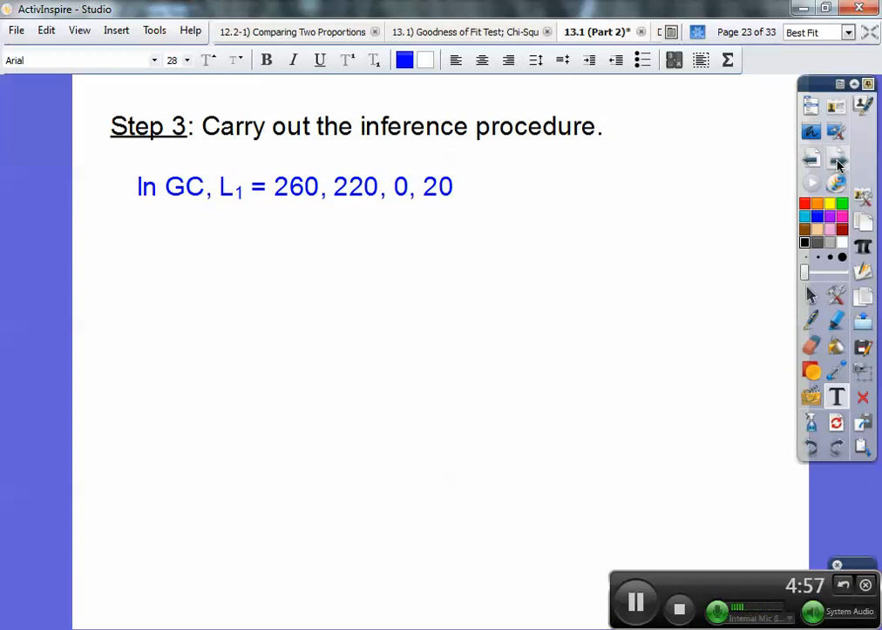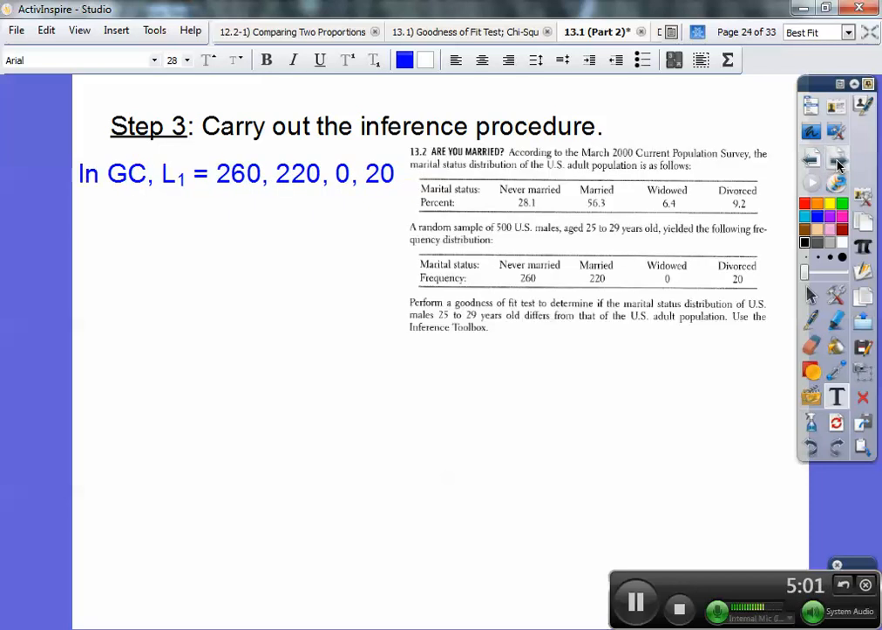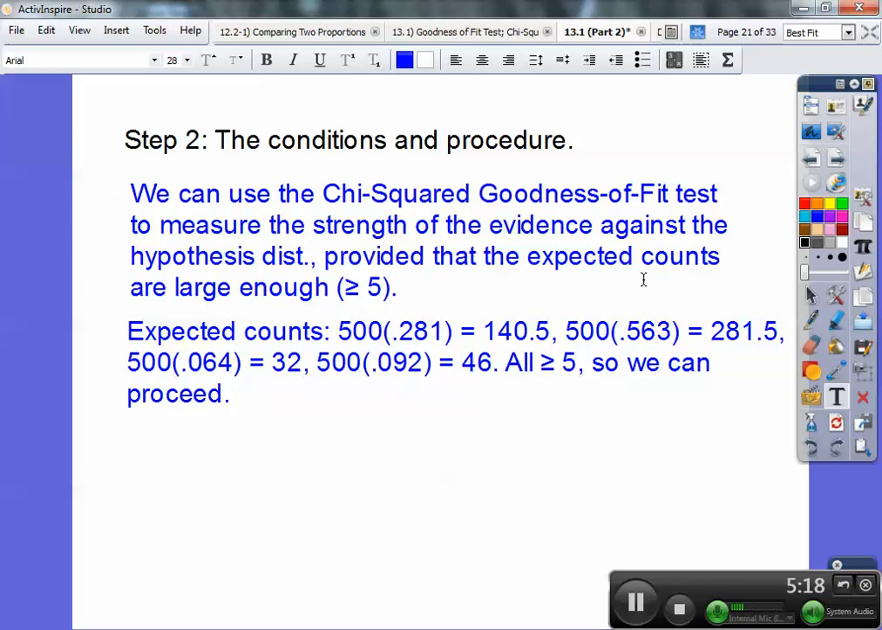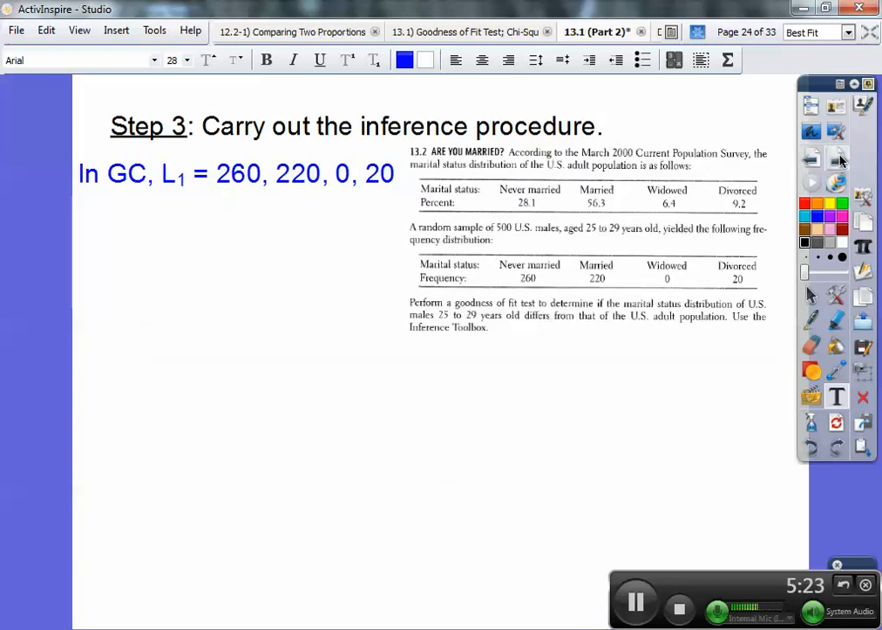All right, so let's carry out the inference procedure. Okay, this is how we do it in our graphing calculator. Put in list 1 the 260, 220, 0, and the 20. And I got those from right here, you guys. These are my observed. Okay, so these, remember, I go observed minus expected. All right, and then the expected, we just did that, you guys. So those go in list 2. These are the expected counts right there. So we didn't do that for nothing, you guys. Okay, so that goes in list 2.